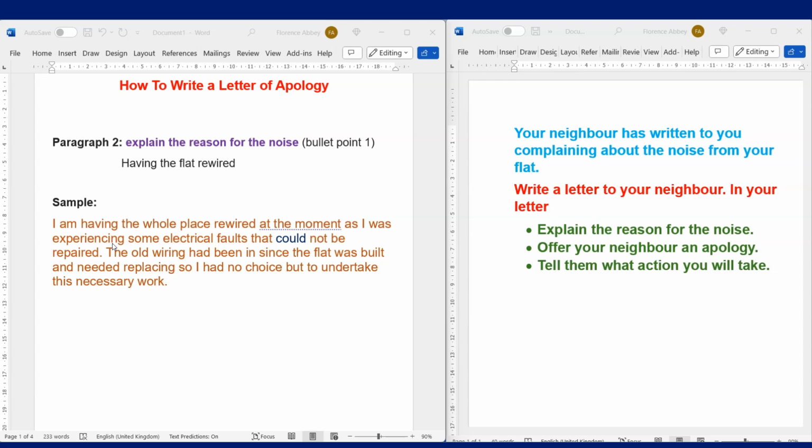So let's see what we could write. We could just write something like this for this answer. I am having the whole place rewired at the moment, as I was experiencing some electrical faults that could not be repaired. The old wiring had been in since the flat was built and needed replacing, so I had no choice but to undertake this necessary work.